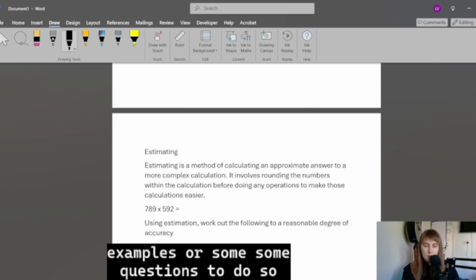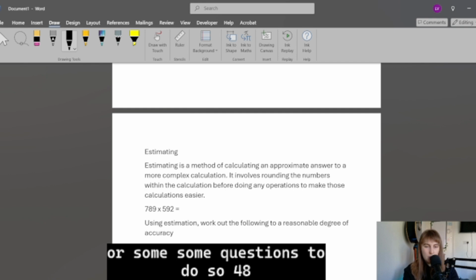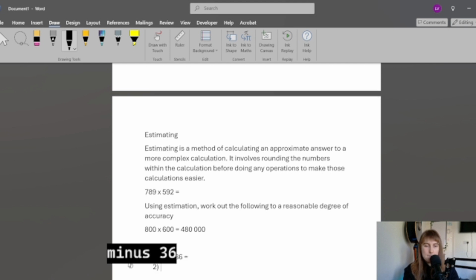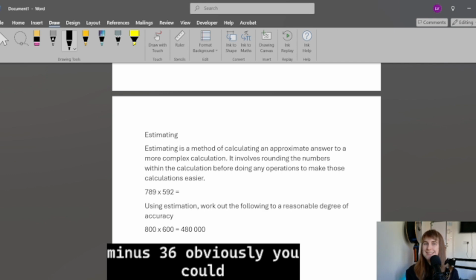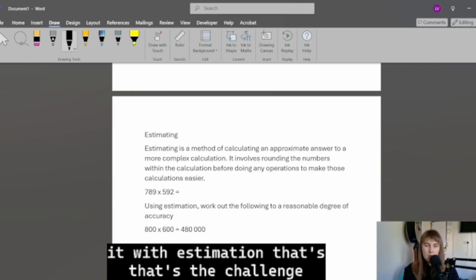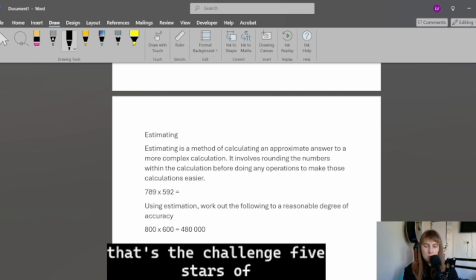So 48 minus 36. Obviously you could do that quite easily, but do it with estimation. That's the challenge. Then 5,782 multiplied by 9,428. I'll do one more.